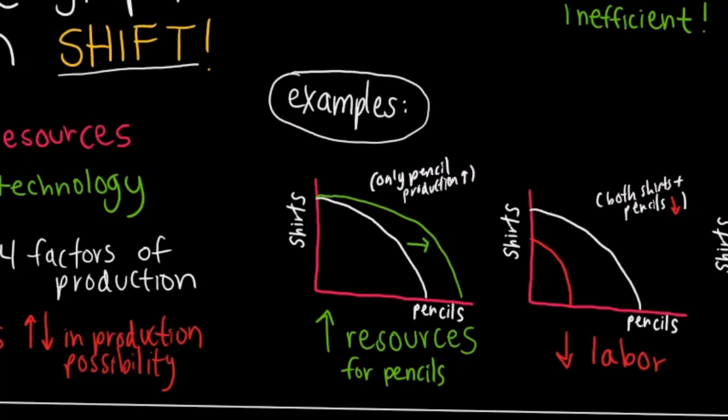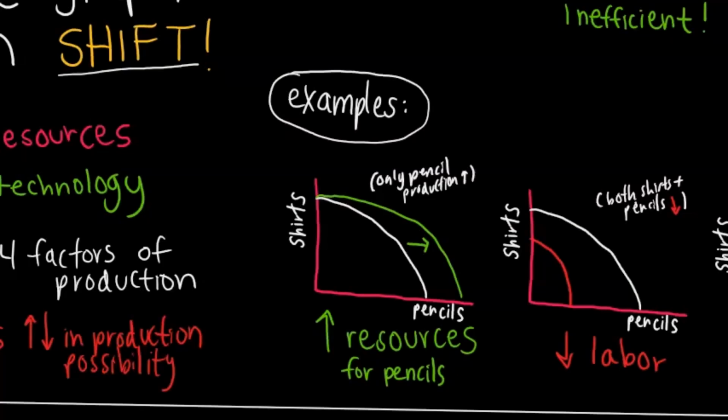So if we're talking about the production possibility of shirts versus pencils, and we get an increase in the amount of resources we have for pencils strictly, what happens to the curve? Well, it goes to the right. We're shifting to the right, and so now at every single point of shirts, we have more pencils. We're pretty much giving up fewer pencils because we can produce more pencils. And notice how the curve only shifts to the right where it pivots strictly for the pencils and not the shirts, because only the pencil production increases.